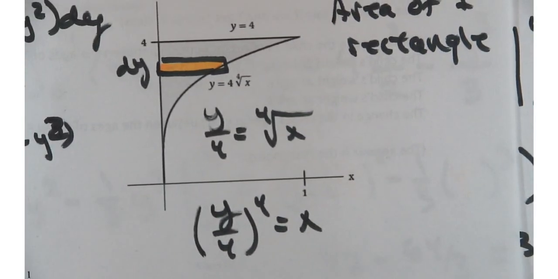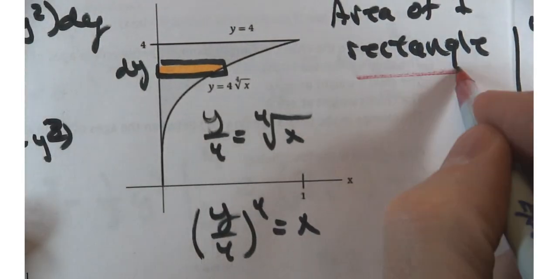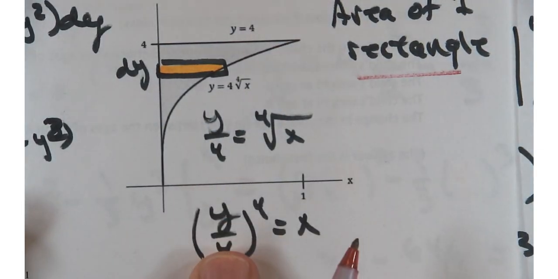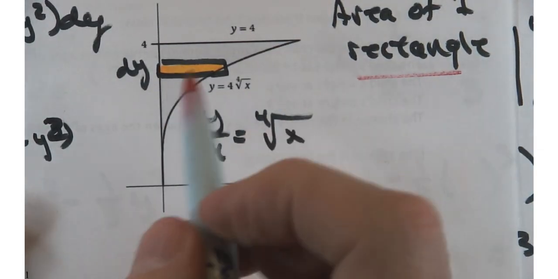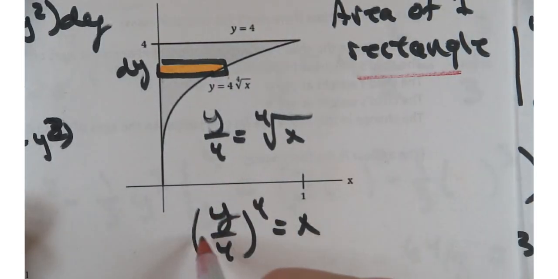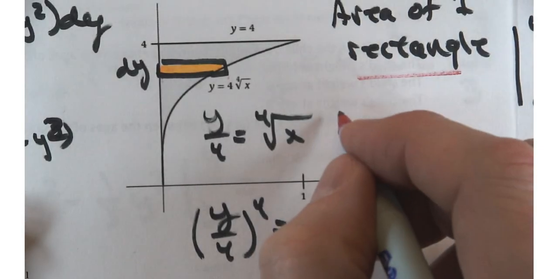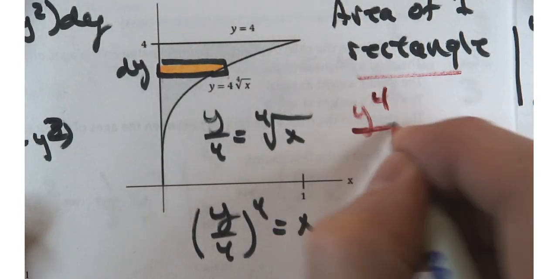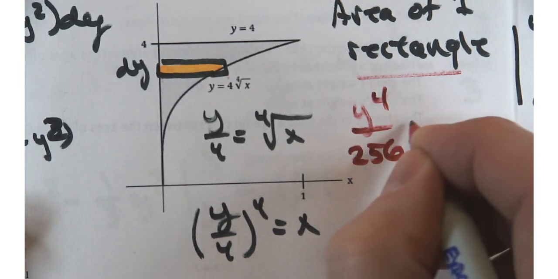All right, so my bad. The area of one rectangle is then going to be dy times this expression where we've solved for x. So at a particular value of x, its height in terms of y is going to be y to the 4th over 4. So area of one rectangle is going to be, let's do it, y to the 4th over 256 times dy.